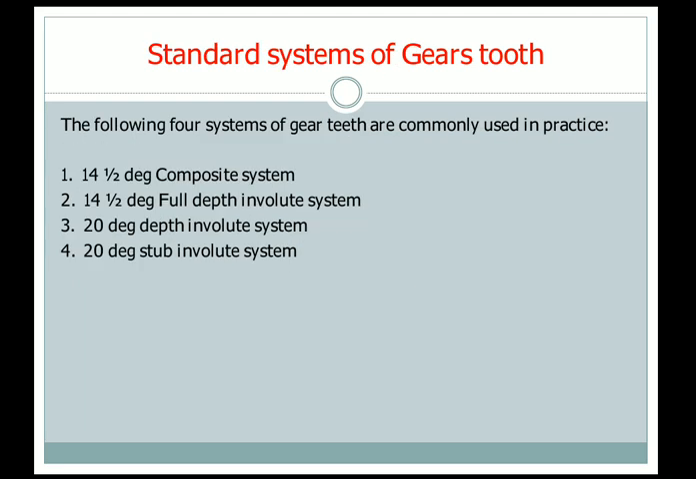Next are the different standard systems of gear teeth that are used. The first one is the 14.5 degree composite system, 14.5 degree full depth involute system, 20 degree full depth involute system, and 20 degree stub involute system. So these are the different types of gears used in manufacturing.